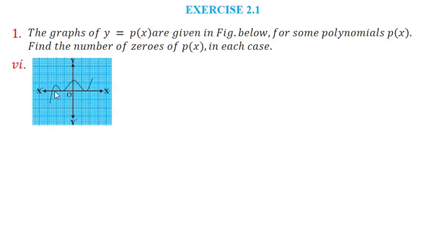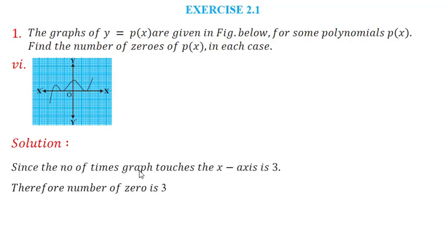Here 1, 2 and 3. You can see that here it is touching. It is not going like this and coming like this. So I will consider this 1 point, second point and third point. So here the number of zeros is 3. Okay. So like this you can have a question for 1 mark where a graph is given and you have to identify how many zeros are possible, right?